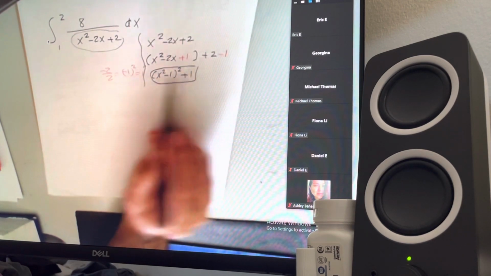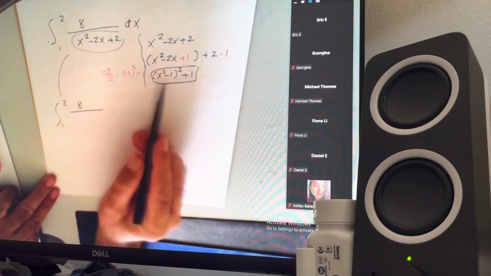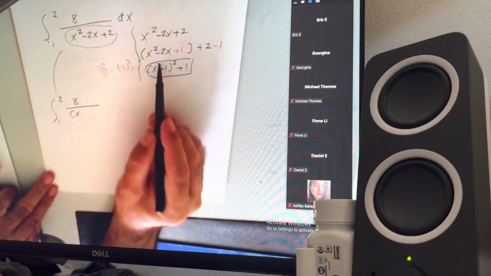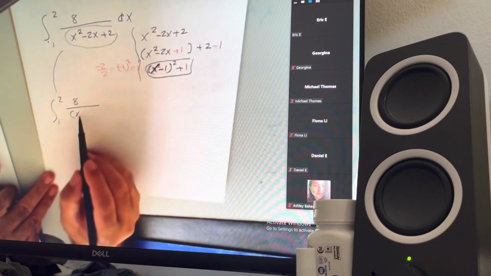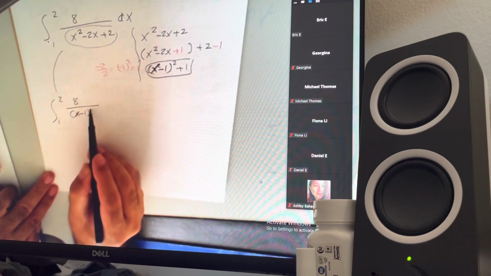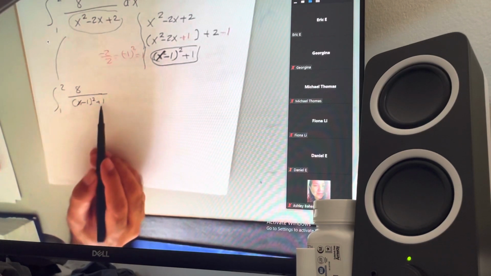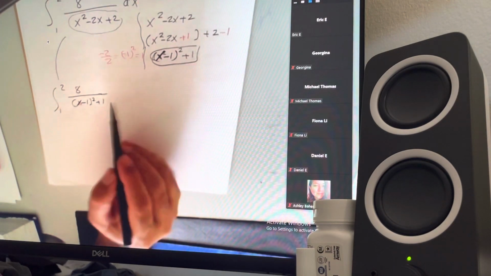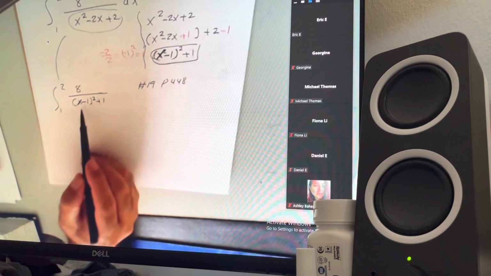So now this is something we will recognize. This is 1 to 2. We have 8 in the numerator. When you factor it, this would be x minus 1 squared plus 1. Now you recognize this. This could be a u squared, and this could be a squared. So the formula for that can apply as a tangent. Formula number 19 on page 448 will apply to that.